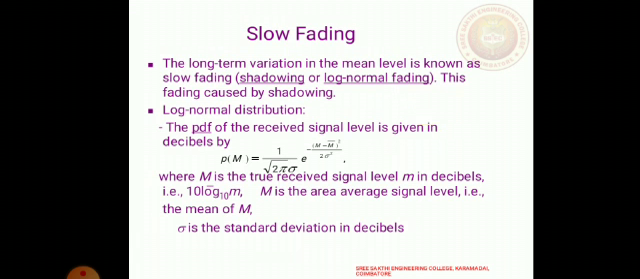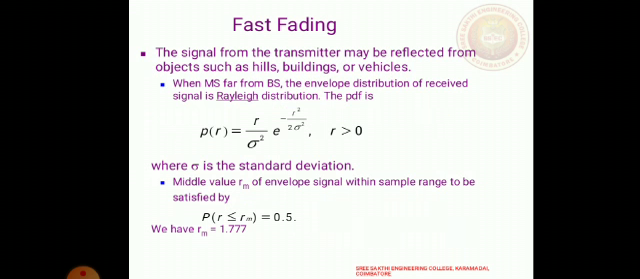Slow fading is the long-term variation in the mean level. This fading is caused by shadowing. Here we calculate using the log normal distribution, that is the PDF. And in fast fading, the signal from the transmitter may be reflected from objects such as hills, buildings or vehicles, and here we calculate the distribution by P of R is equal to R divided by tau squared, where tau is the standard deviation.